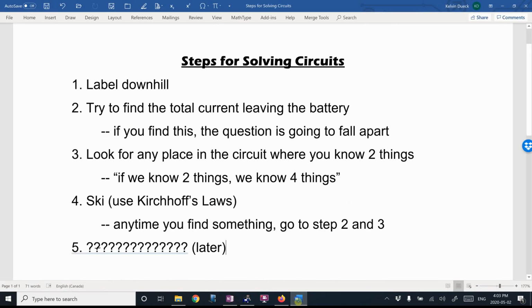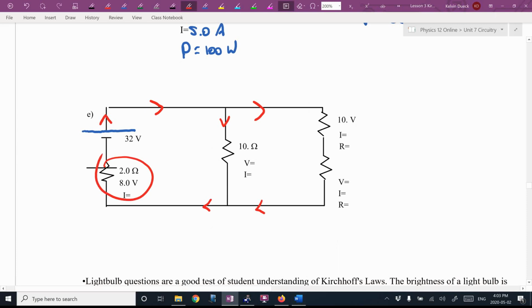Knock, knock. Look for any two places in the circuit where you know two things. Knock, knock. I know two things. Then I know four things. I can tell you that the current is going to be V over R, since V equals I times R. So the current is 4 amps, and that's also the total current leaving the battery. I'll just jot that down so I don't forget. This question's going to fall apart.